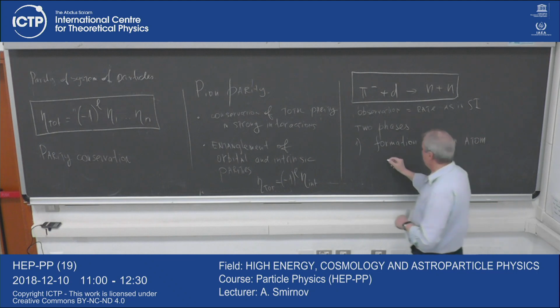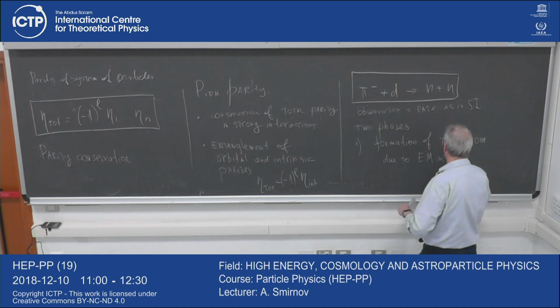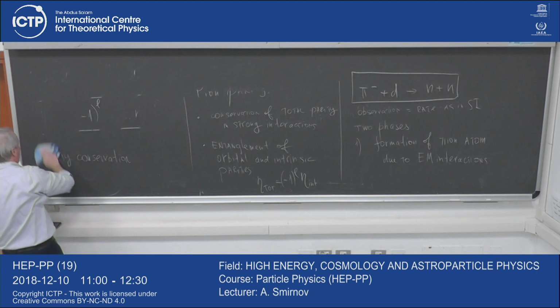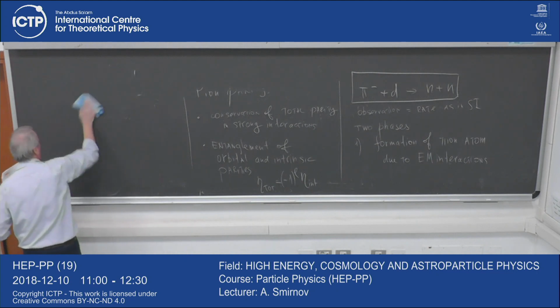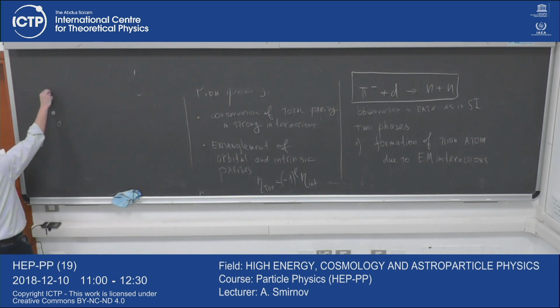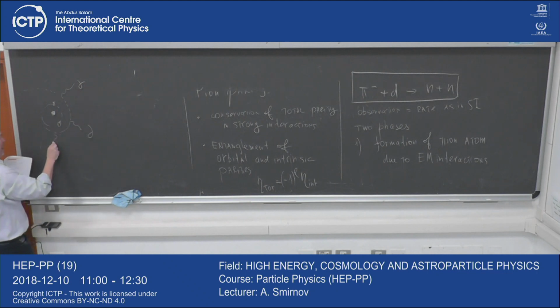Due to electromagnetic interactions. So, what happens is the following: you scatter pi on deuterons, pi emits photons and sits onto orbit, forming an atom, where instead of electron you have pi minus and then proton, and then deuteron.